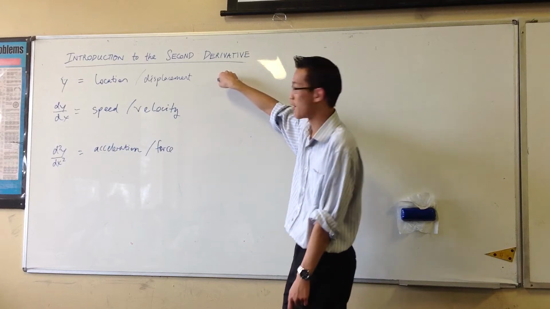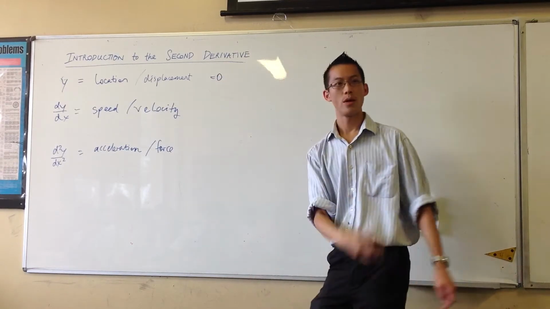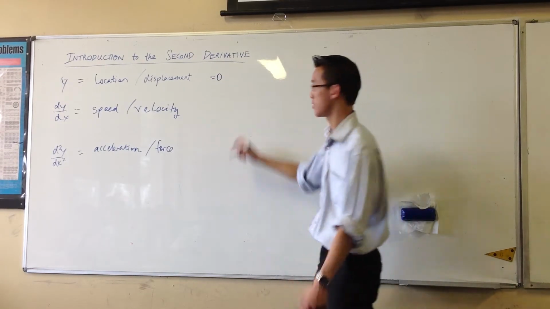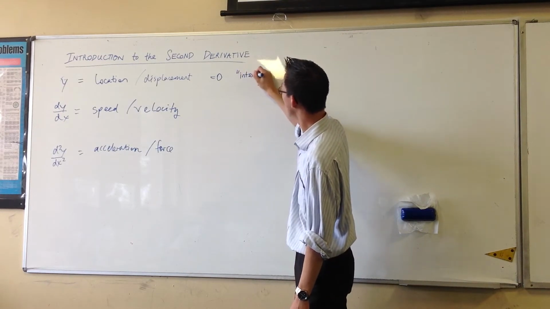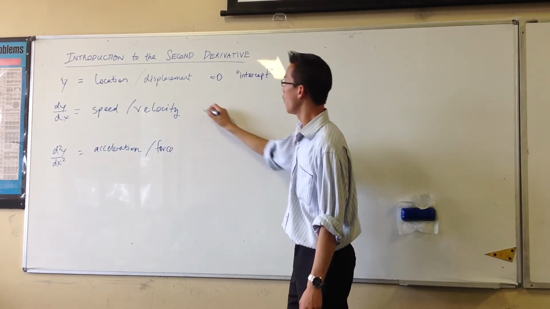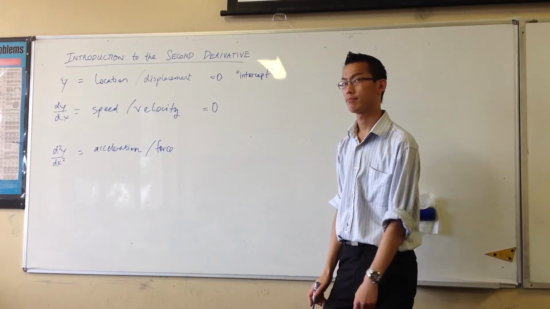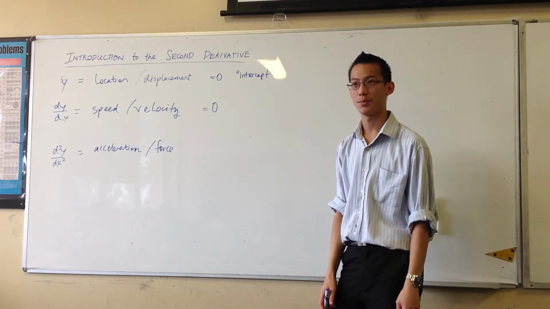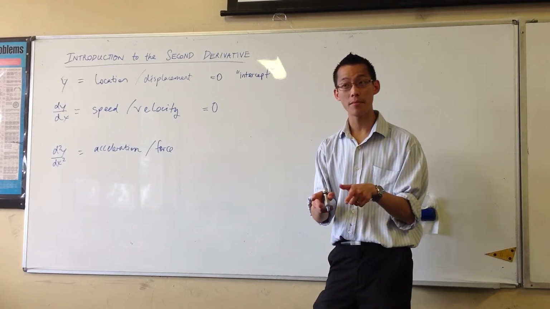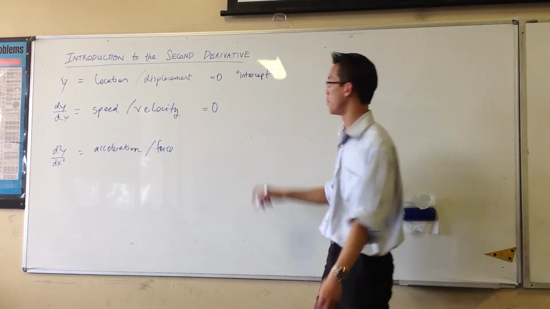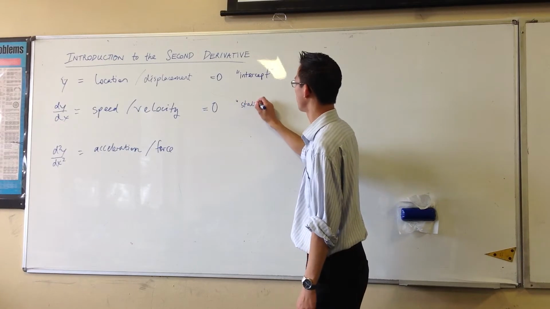When the actual graph is 0, we have a name for that. We call it an intercept, right? When the first derivative is 0, what do you call that? First derivative is 0. That's a stationary point. It might be a turning point, but it might not be. Okay, so stationary point.